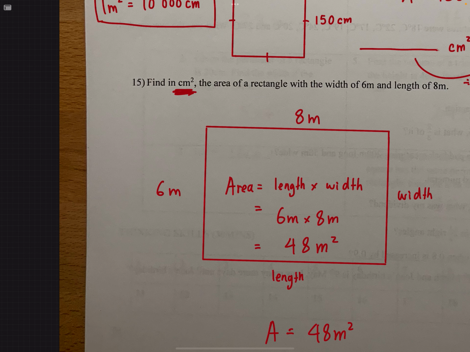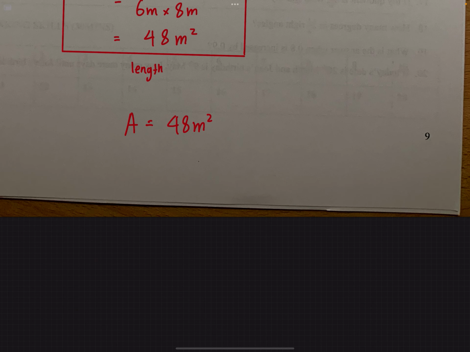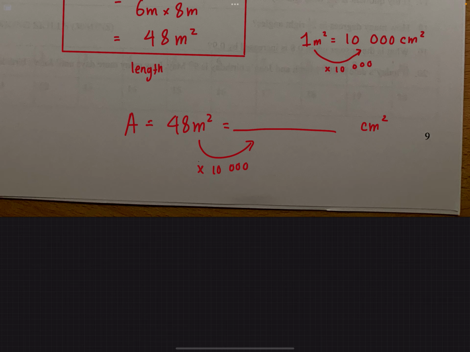But they don't want it in meters squared, they want it, say, find in centimeters squared. So we need to convert this one into centimeters squared. Now remember that 1 meter squared is equal to 10,000 centimeters squared. So you need to change this one into centimeters squared. Okay, so how do we do that? We multiply by 10,000 and you get the answer. Because from 1 meter squared to centimeters squared, we multiply by 10,000. So we're going to do the same thing to this 48 meters squared. Alright, that should be that one.